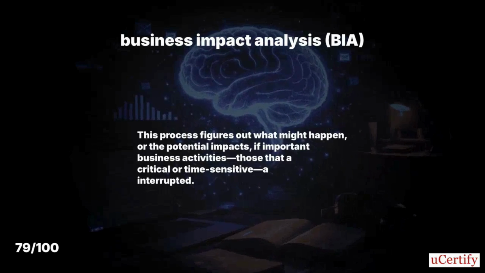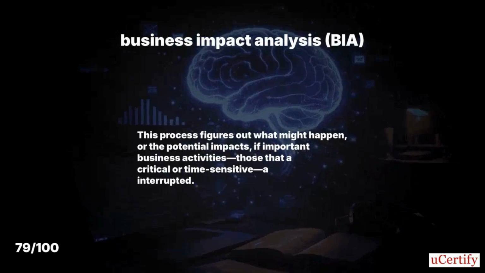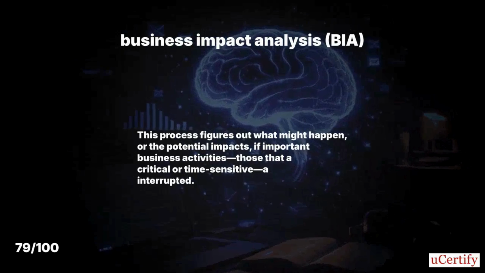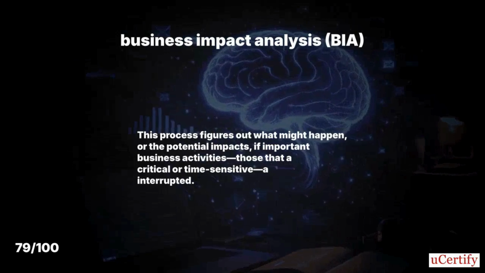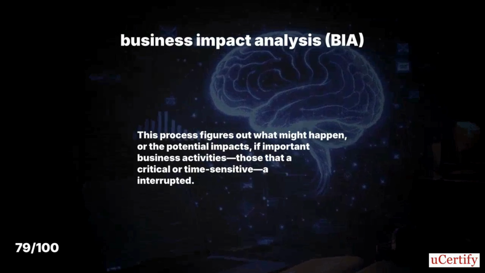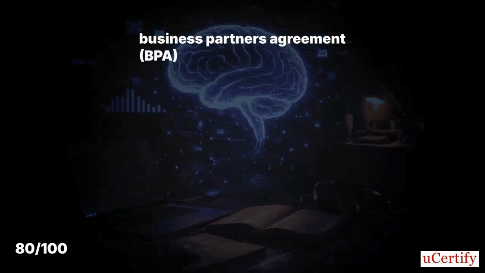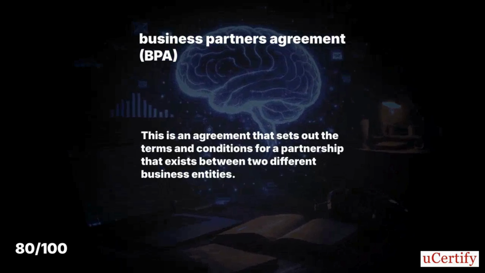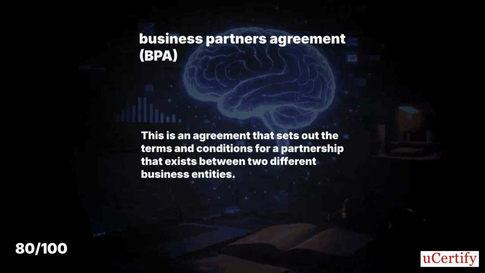Business Impact Analysis, BIA. This process figures out what might happen, or the potential impacts, if important business activities, those that are critical or time-sensitive, are interrupted. This is an agreement that sets out the terms and conditions for a partnership that exists between two different business entities.